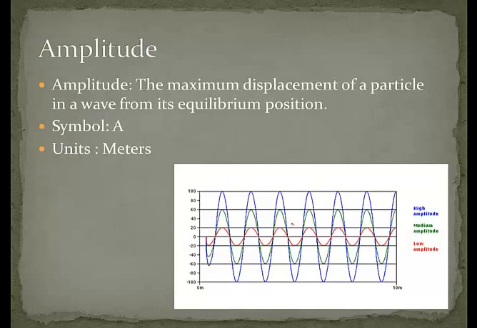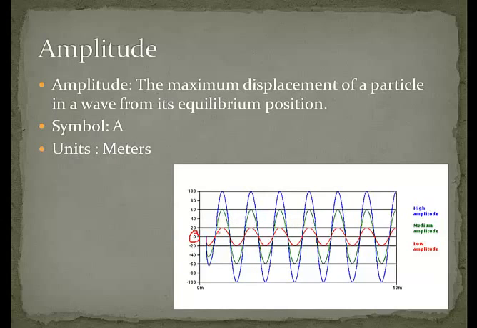Now, there are a number of different properties of waves that we want to understand. The first one is amplitude. Amplitude, by definition, is the maximum displacement from its equilibrium position. So if the wave starts at the zero position here, how high it goes or how low it goes is the amplitude. The symbol we use is capital A, and the units are meters.